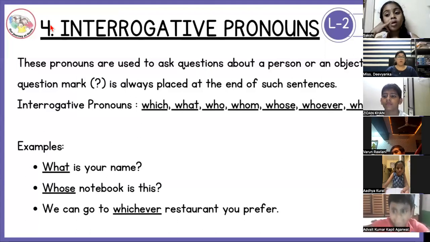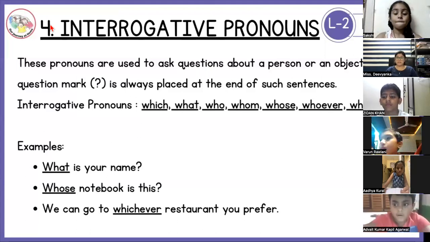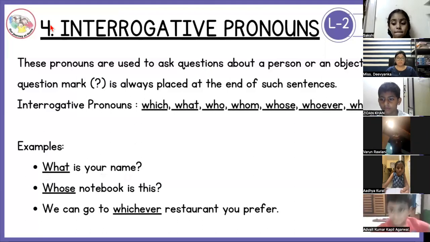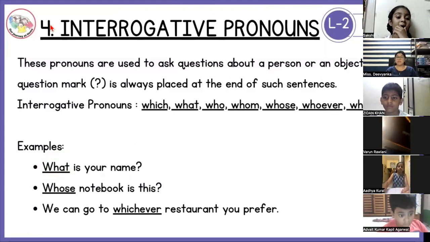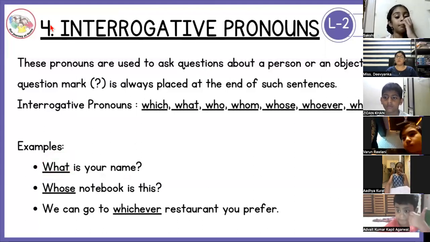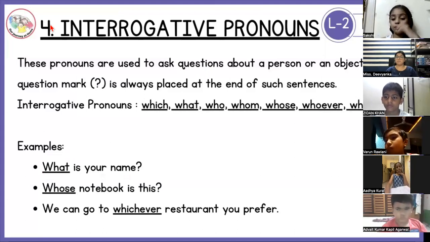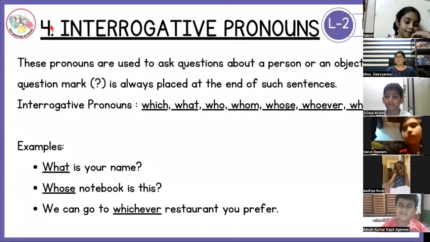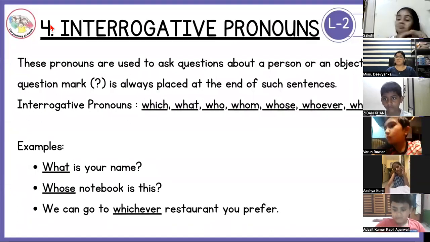Okay, now let's look at the example sentences. What is your name? Now, is the question word what making sense for this sentence? Can we ask how is your name? Can we ask whose is your name? Who is your name? No, right?